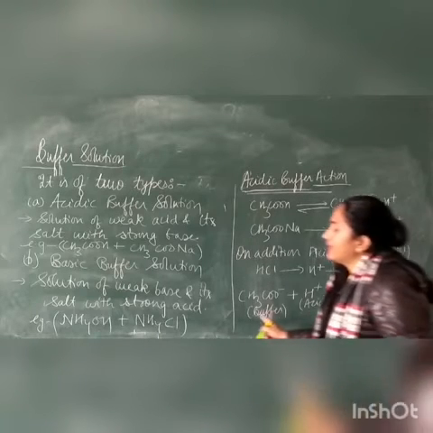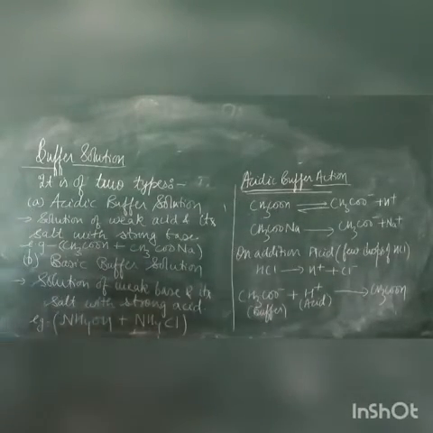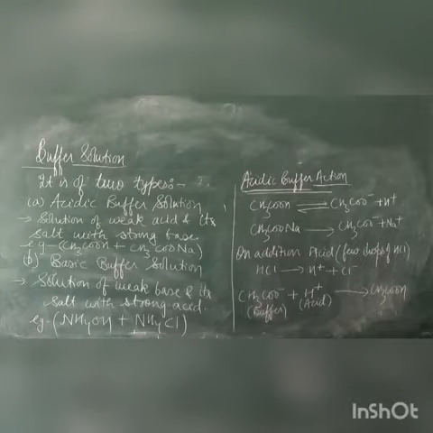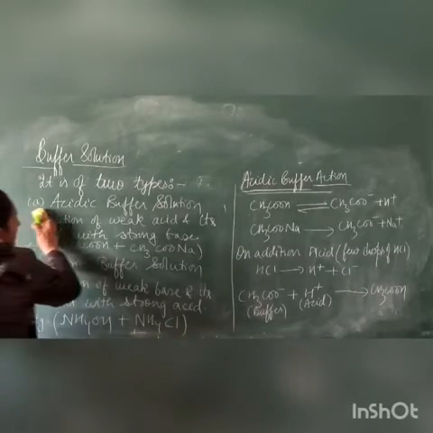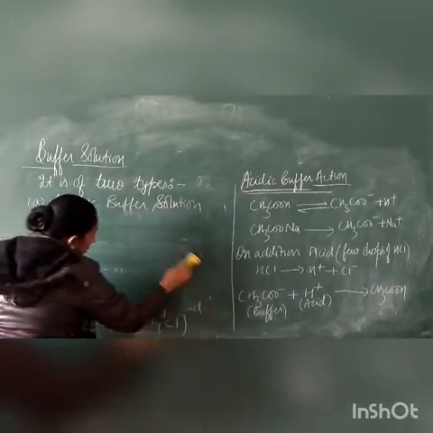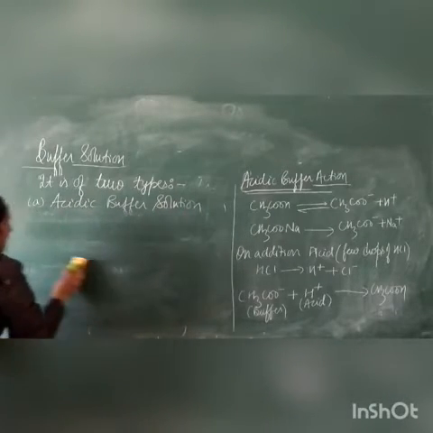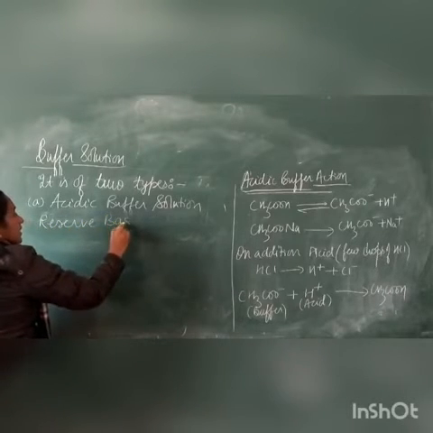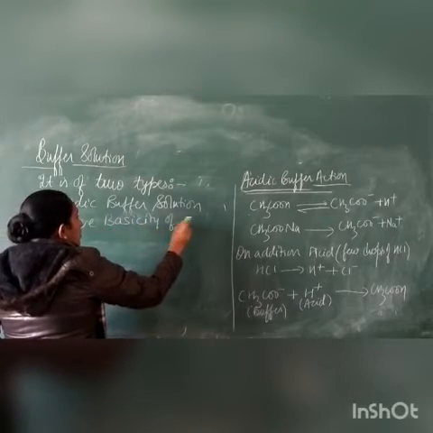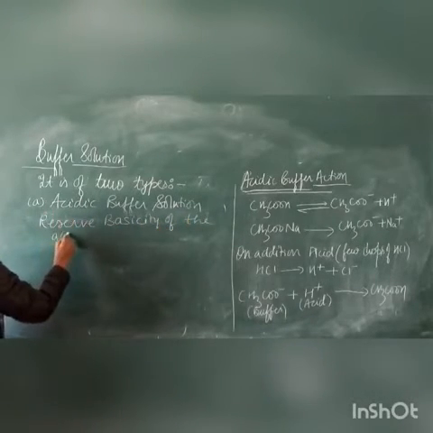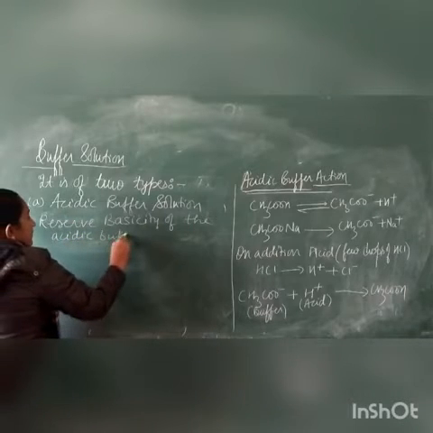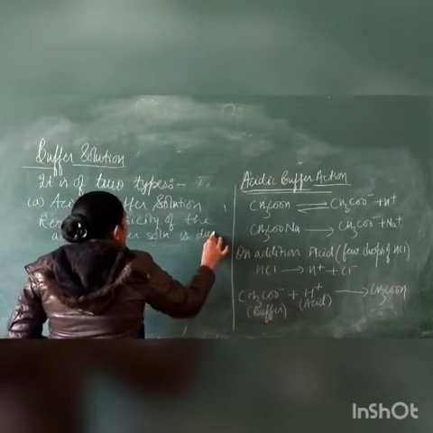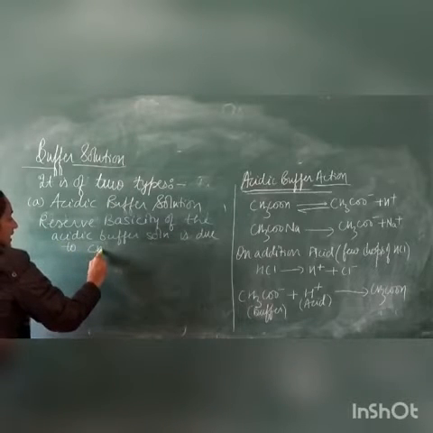So when an acid is added, the acetate ion from the buffer solution will combine with that hydrogen ion and will form acetic acid. Right? And hence the pH will remain as it is. So here there is reserve basicity, right? So the reserve basicity of the acidic buffer solution is due to the acetate ion.